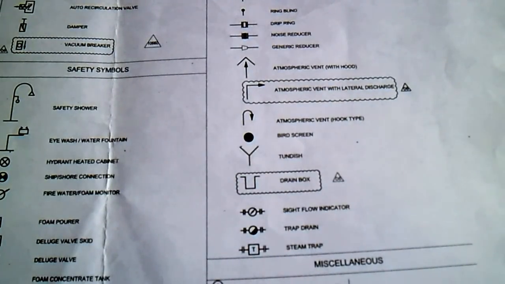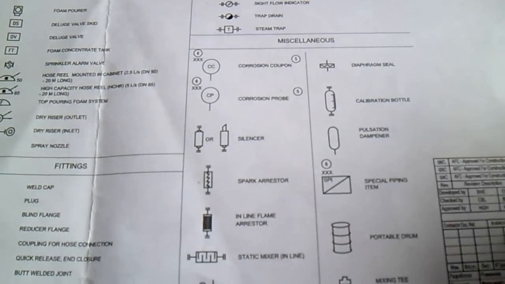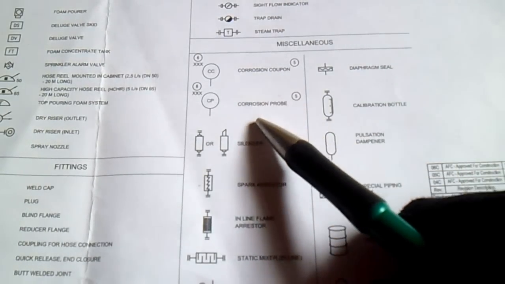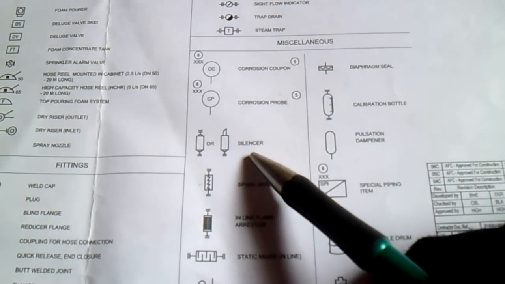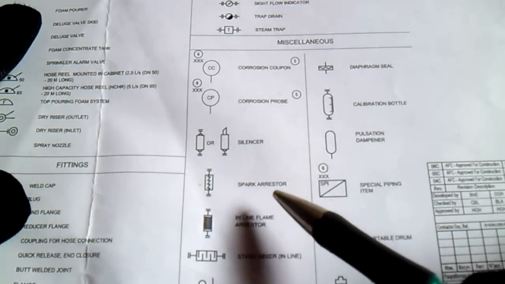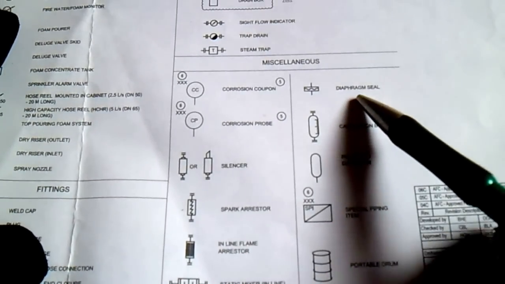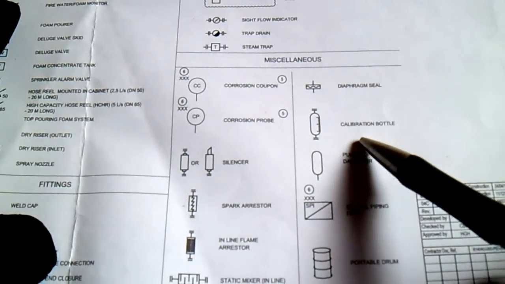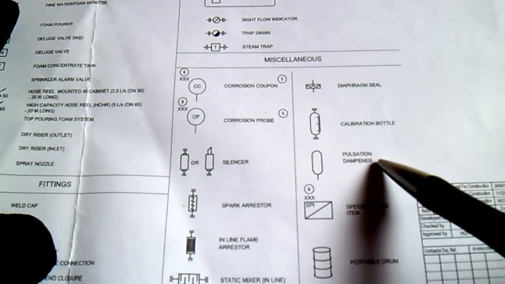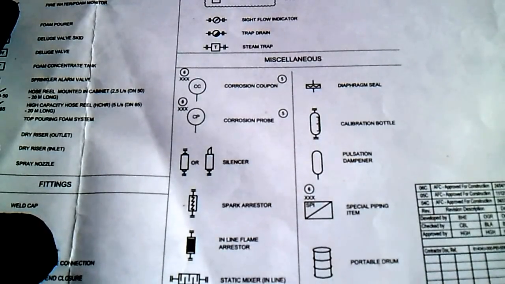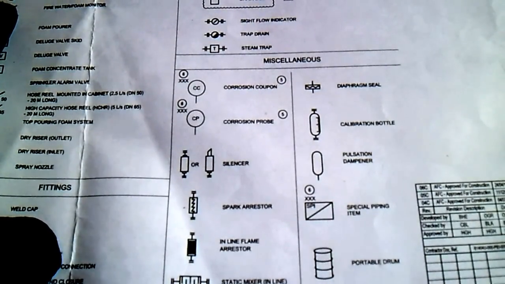In the miscellaneous, we have corrosion coupon, corrosion proof, silencer, spark arrestor, inline flame arrestor, static mixing siphon. This is a diaphragm seal, calibration bottle, pulsation dampener, special piping item, portable drum, mixing tee.